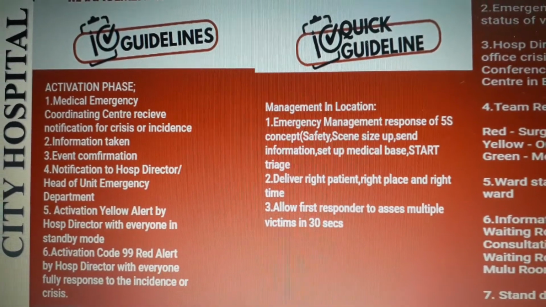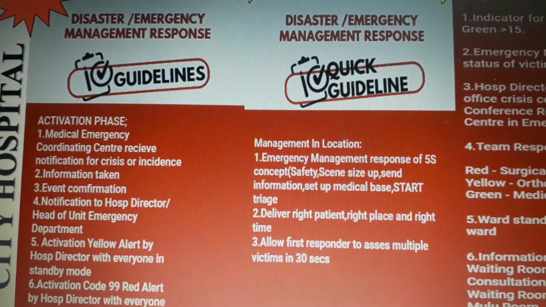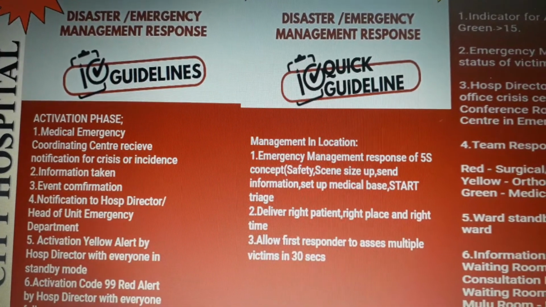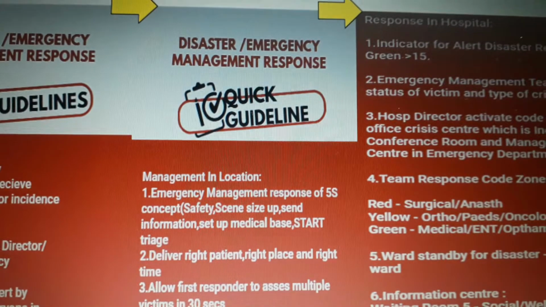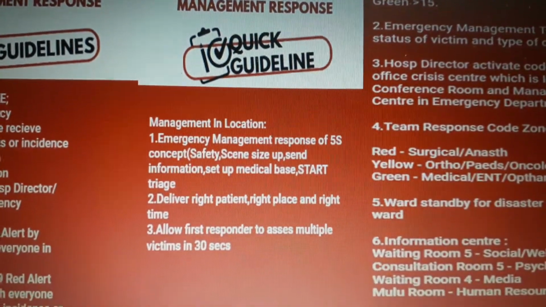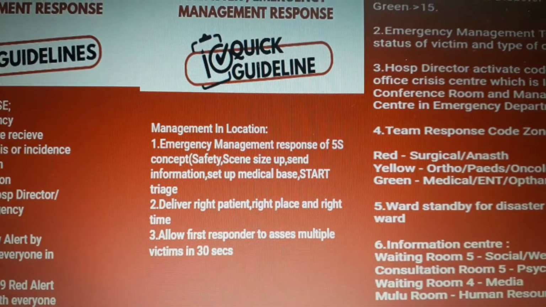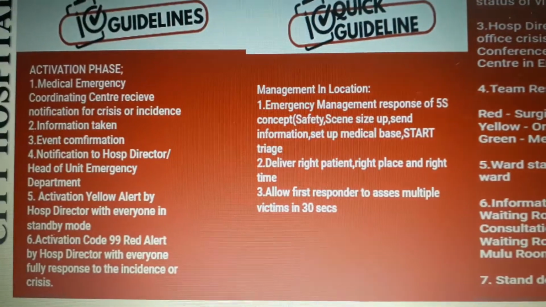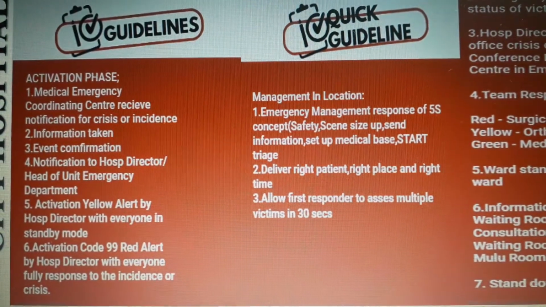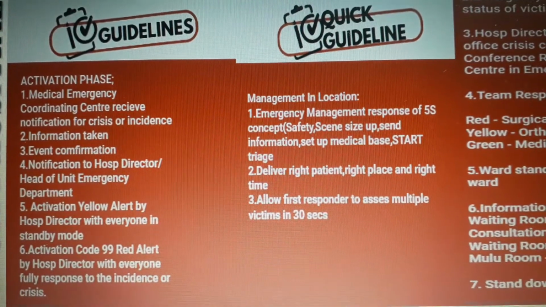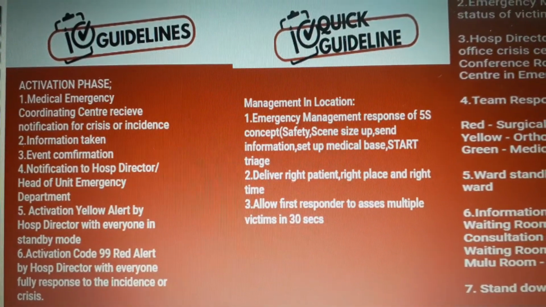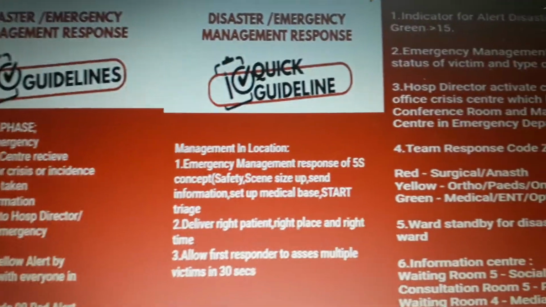After that, the emergency management team goes to the management in the location site before the red alert is activated. Red alert activation will refer to the situation or the information from the emergency management team when they arrive at the disaster location of the incident. Okay, we look at the management in the location site of the disaster.